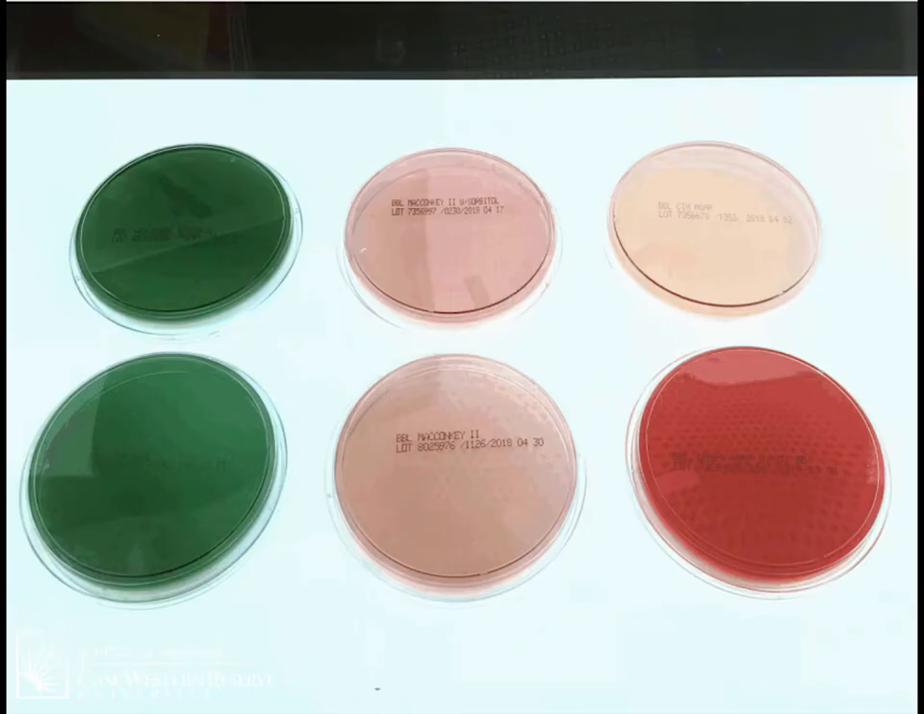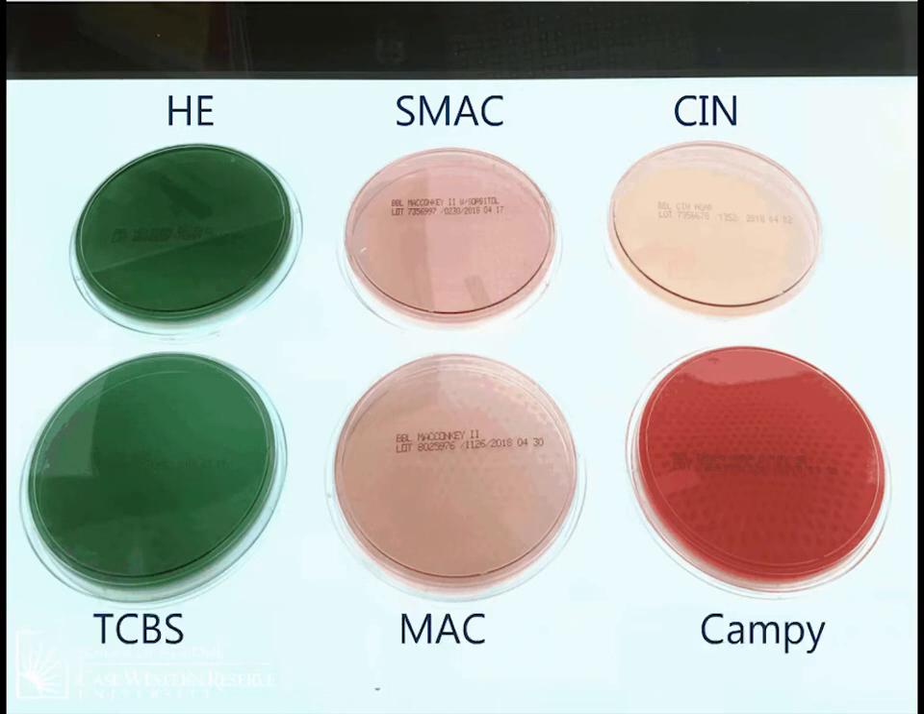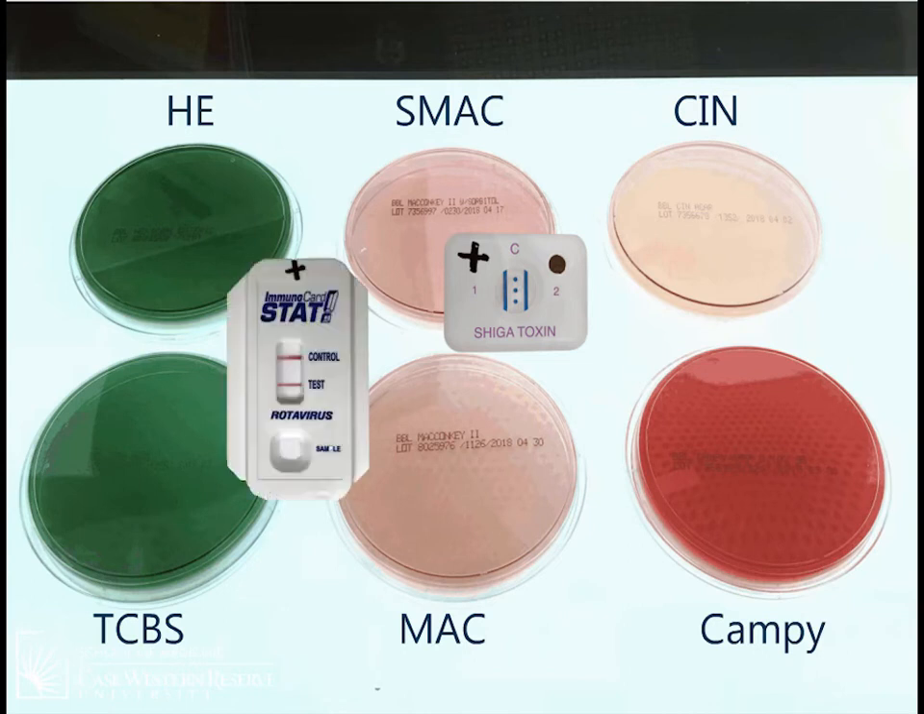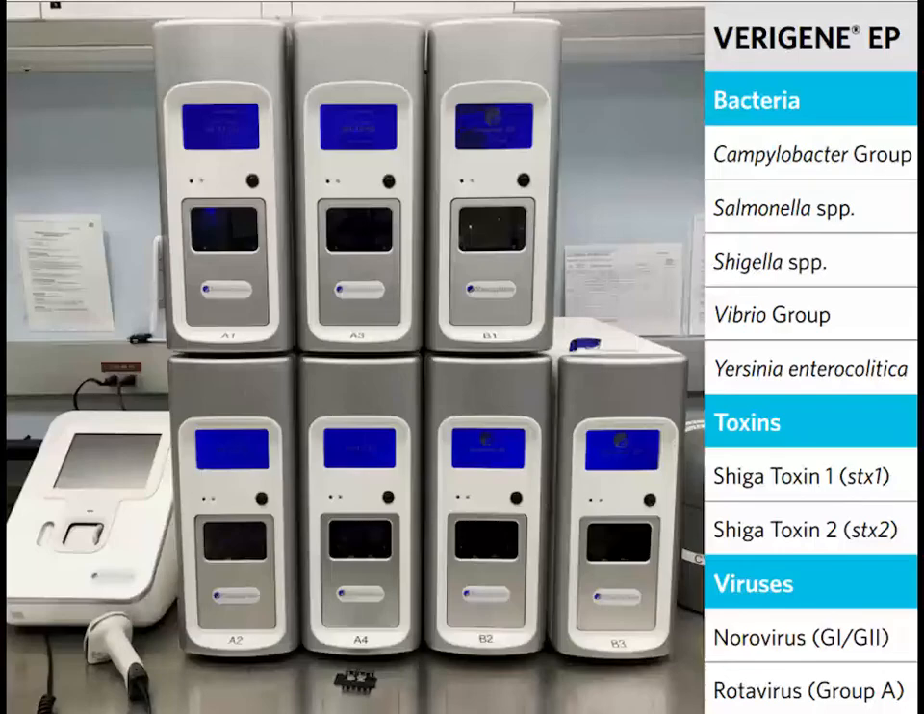Back when we did, this is what we used, which should probably be familiar to you. We use our Hektoen enteric for Salmonella and Shigella, our sorbitol MacConkey for O157:H7 E. coli, CIN for Yersinia, TCBS for Vibrio, then a MacConkey and a Campy plate for Campylobacter, incubated at 42. Then you can throw in a Shiga toxin assay to pick up the non-O157:H7 Shiga toxin-producing E. coli, and then maybe a rotavirus for good measure. Now what we do, we don't do those.